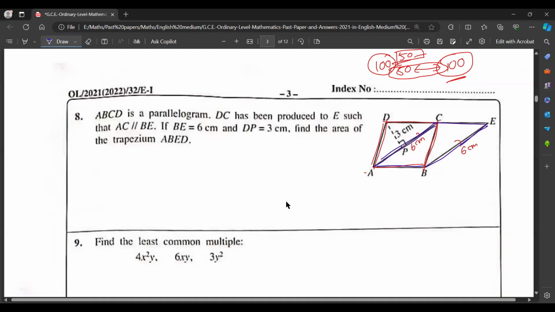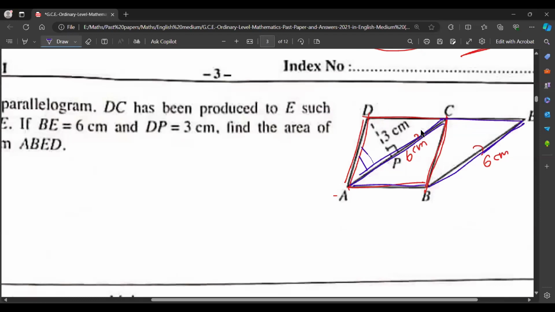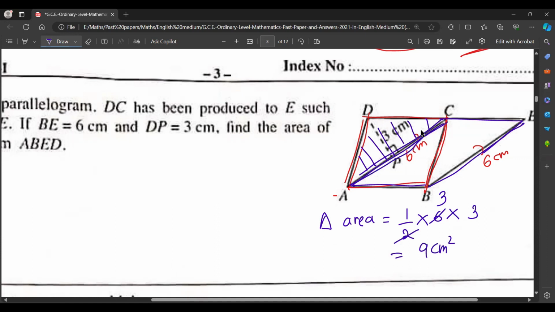First of all, if these two are parallel, you can consider this triangle. What should be the area of this triangle? Half into base into height. Base is 6 centimeters, perpendicular height is 3 centimeters. 2 and 6 can be cancelled, so 3 into 3 should be 9 square centimeters. This diagonal bisects the area, so if this one is 9 square centimeters, this one also should be 9 square centimeters.